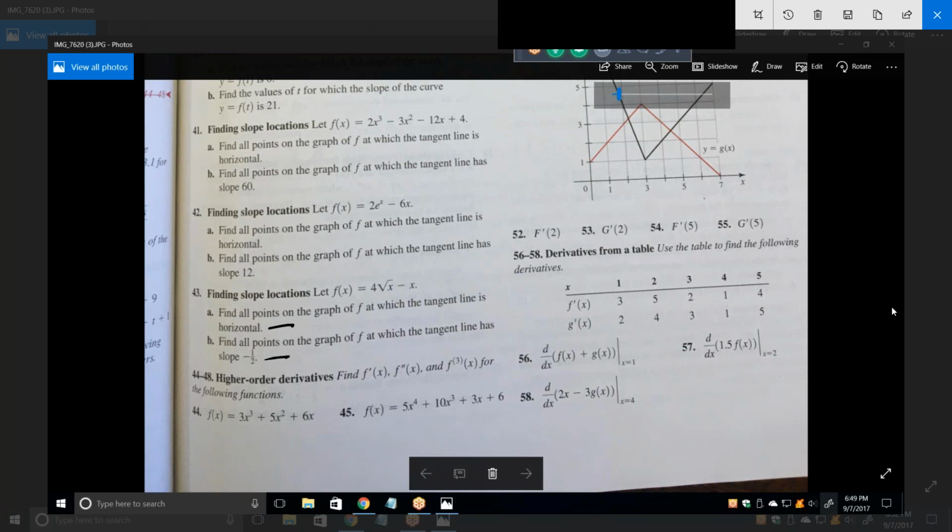Derive. Okay, tell me what f prime of x is. Let me rewrite this first for you. Rewrite it for me. First rewrite it: 4x to the 1/2 minus x. Now take the derivative of that. So it'd be 2x to the minus 1/2 minus 1.